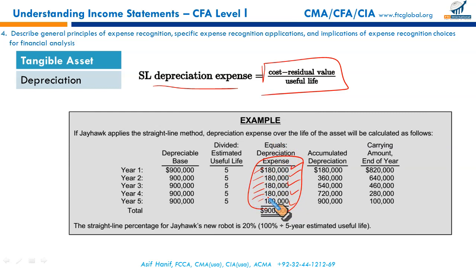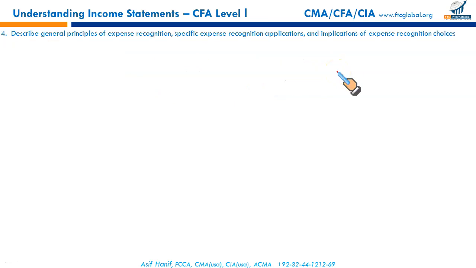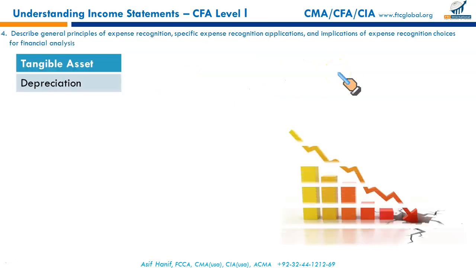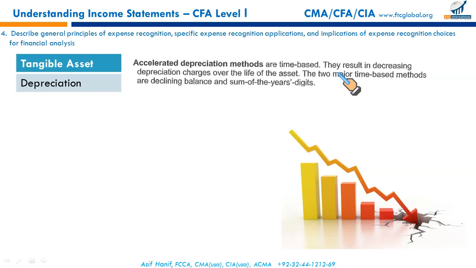Where do we use this method? Why do we do that? That's not the topic for today. Just remember, depreciation is an expense and straight line is one of the methods to charge the depreciation to your income statement. Next, we have another group of depreciation methods called accelerated depreciation methods.